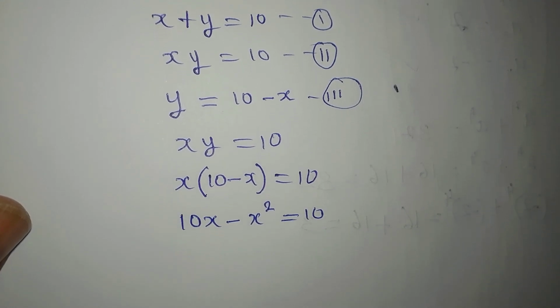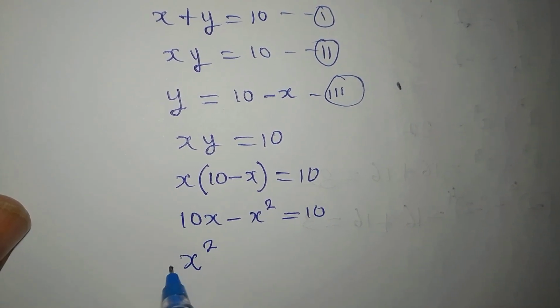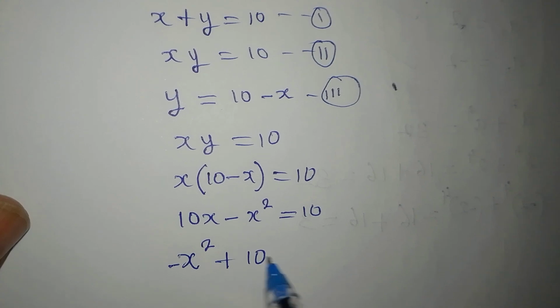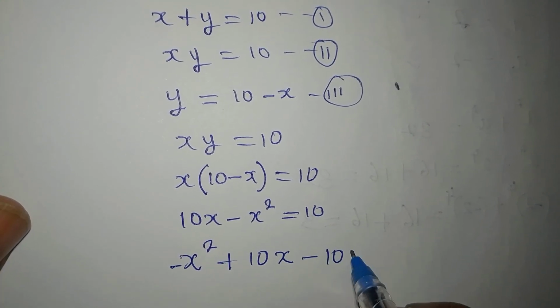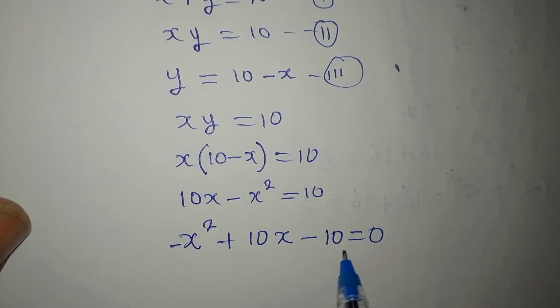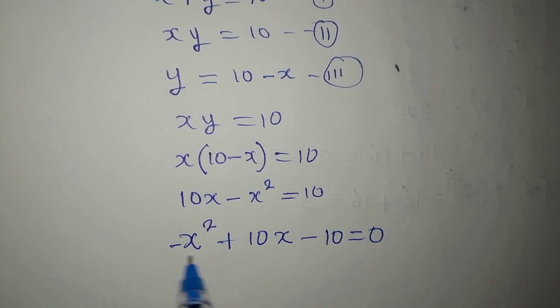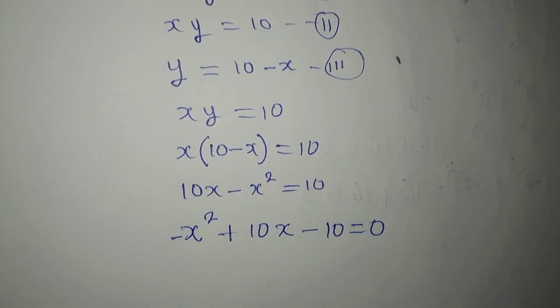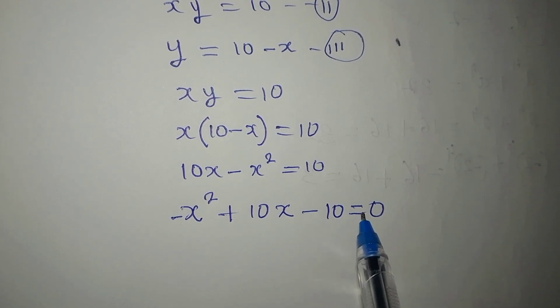The next point is to write the term with the highest power first. So we have x squared, but it's negative, then plus 10x. I will bring this over, it becomes minus 10, and we have 0 on the right. If you fail to write 0, that means you're not introducing the equal sign. It becomes just an expression, and we are looking at an equation already. So it will be wrong. You must introduce the 0 after introducing the equal sign.